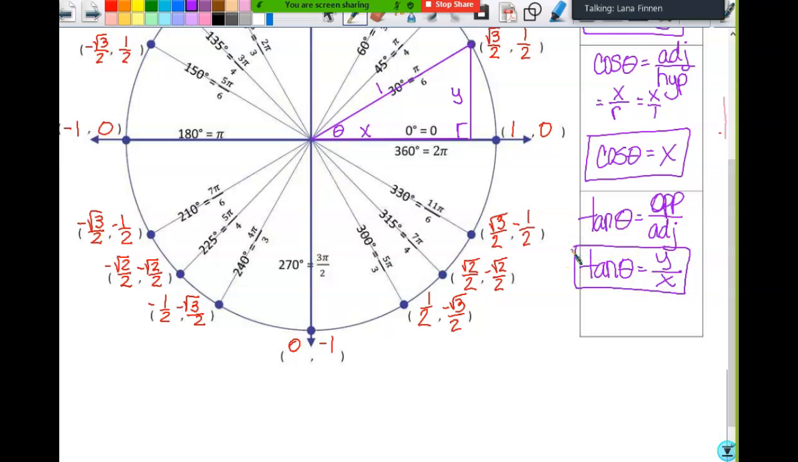But I can take it one step further. Because what is y in my unit circle? What do we box right there? Sine theta. So that means tangent theta is sine theta over cosine theta. Sine over cosine. Y over x. Rise over run. Everybody good so far?